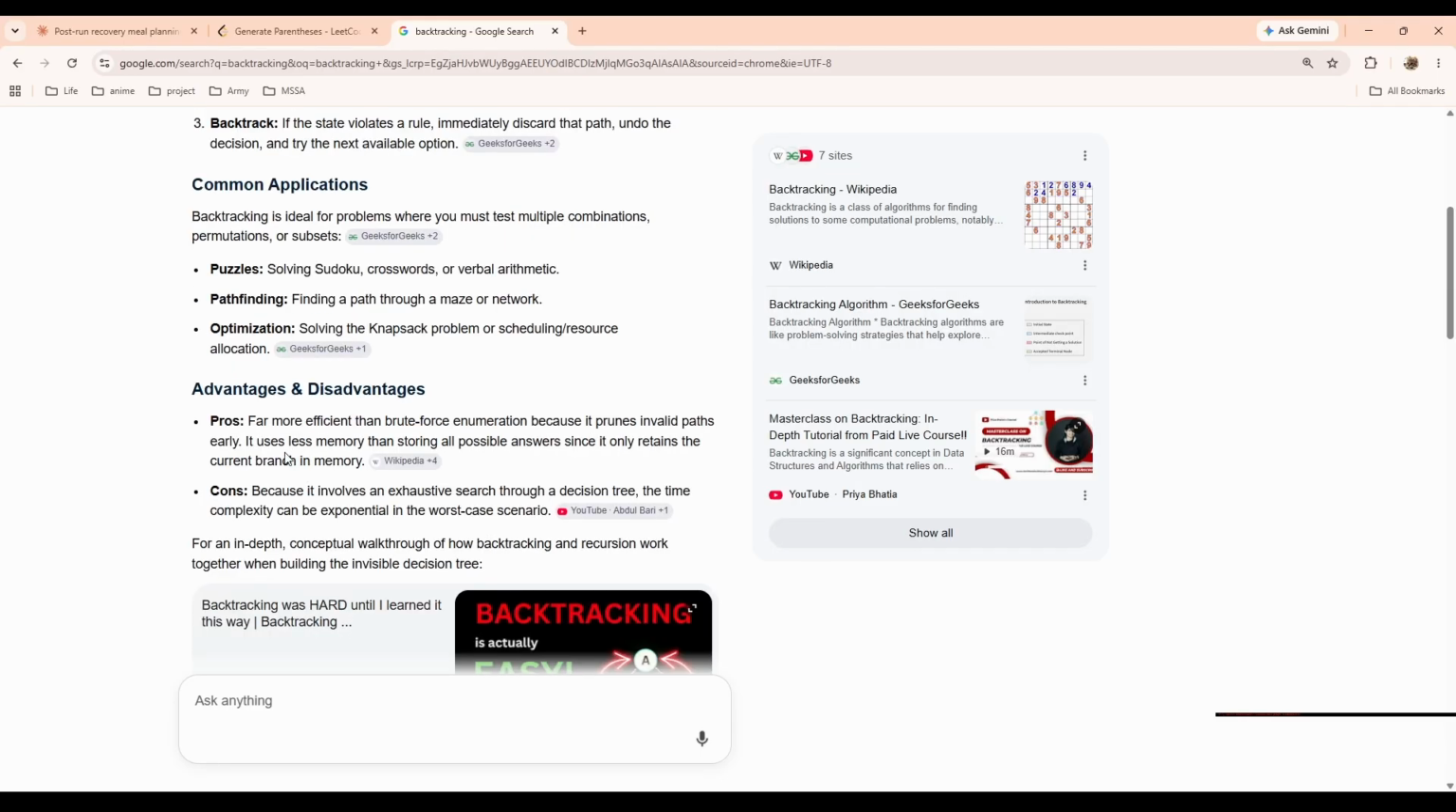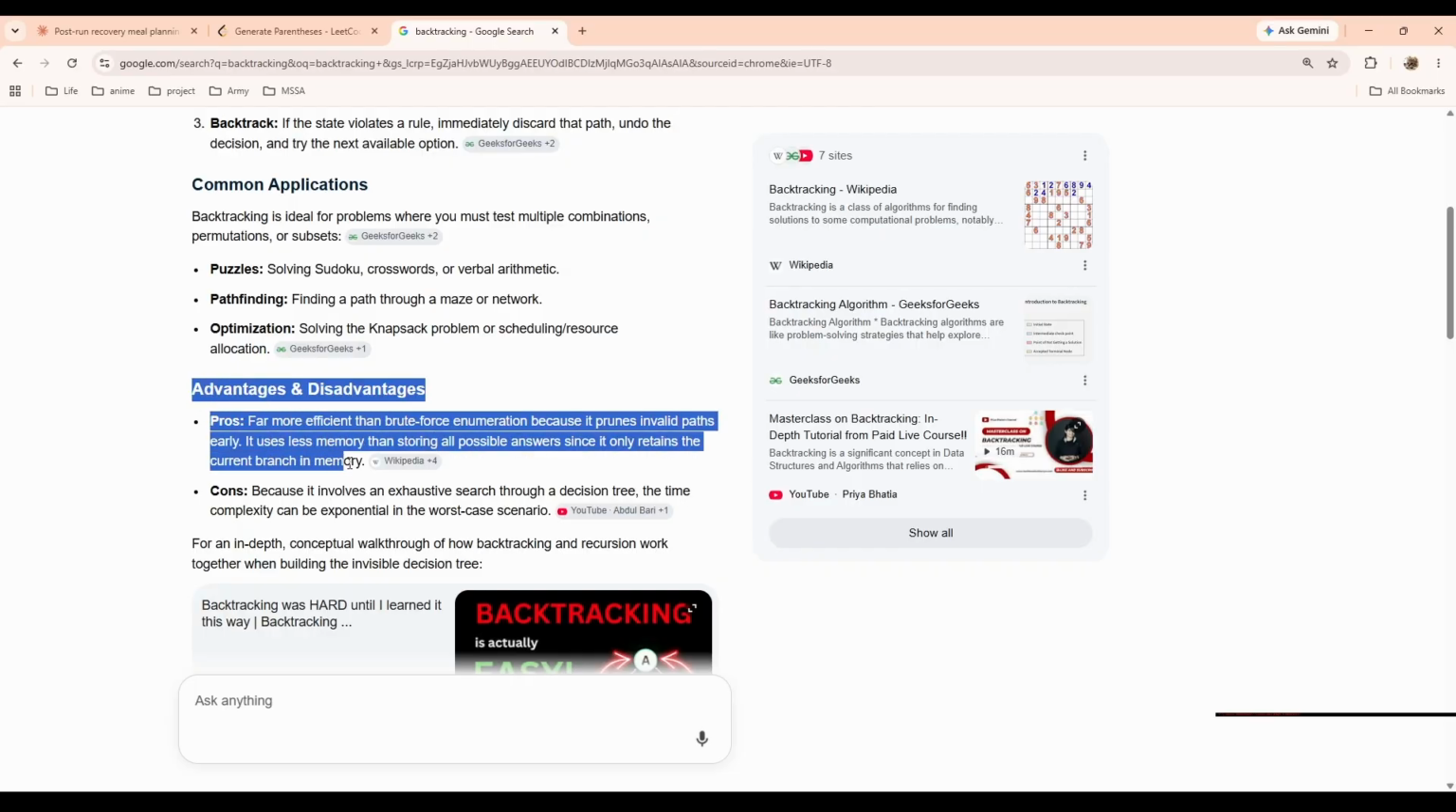The advantage is that it is far more efficient than brute force enumeration because it prunes invalid paths early. Okay, it uses less memory than storing all possible answers, since it only retains the current branch in memory. I remember during the stairs problem, one of the ways in which the optimal solution optimized the space complexity was by not worrying about storing the previous DPs, but instead just focusing on the two variables needed to compare. So I'm wondering if that is also applicable here.